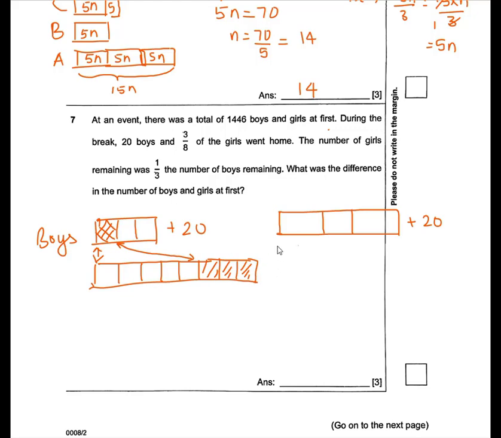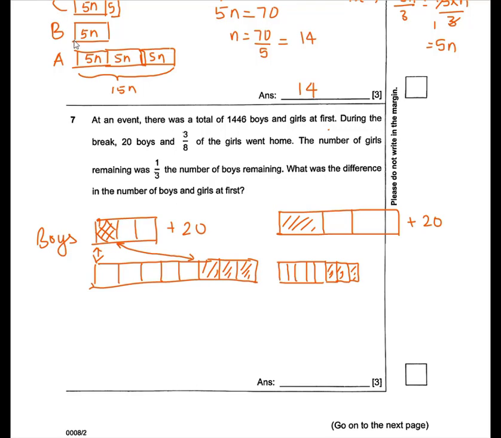Let me go back. If I divide the remaining boys into 3, 1 part of that is equal to the number of girls remaining. The number of girls remaining is actually 5 parts from what I know. So this is the number of girls remaining because that is equal to 1 part of the number of boys remaining. And this is divided into 1, 2, 3, 4, 5 parts. So the girls that left is 3 units here, 1, 2, 3. So this is the number of girls that left.